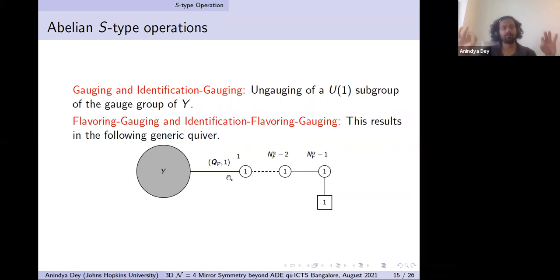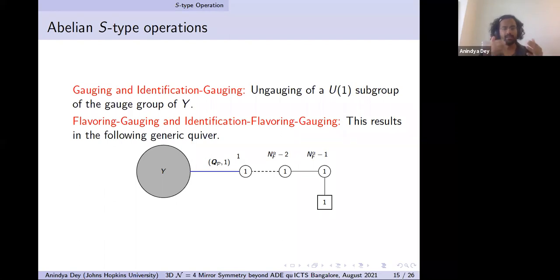These 2 subquivers are now connected by an Abelian hypermultiplet, which means that this is a hypermultiplet that's charge 1 under this U1 and has charge QP under various U1 subgroups of the gauge group of Y. So suppose Y has several unitary factors, then this particular hypermultiplet is charged under the U1s of those unitary factors, and the corresponding charges are given as QP. So this is the general form of the quiver that arises from a flavor gauging and identification flavor gauging operation.